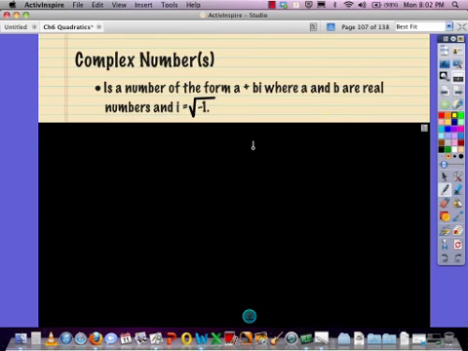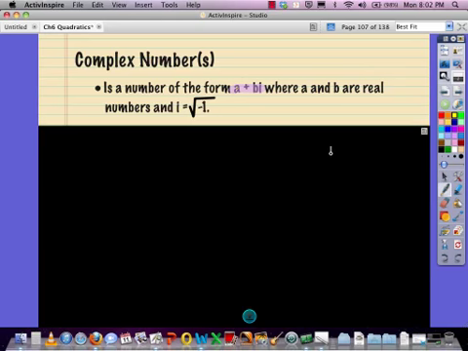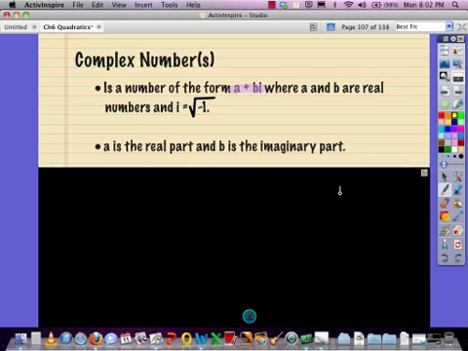A complex number is a number in the form a plus bi, where before we were discussing a number with a bi in it. Now we're talking about a plus bi, where a and b are real numbers and i is equal to the square root of -1. a is considered the real part and b is the imaginary part. So a goes with that a, and the b goes with the part that represents the imaginary part.